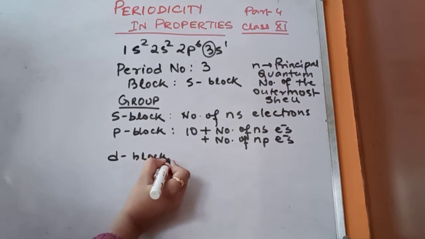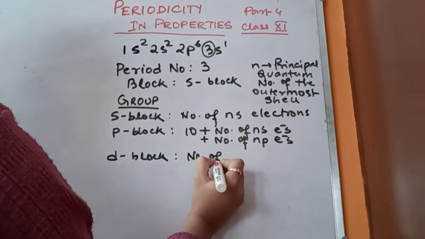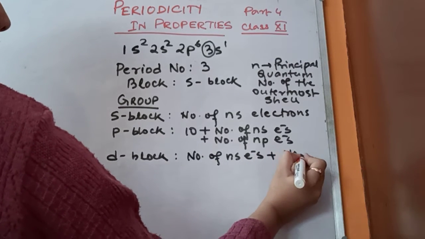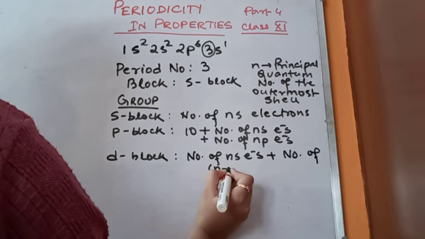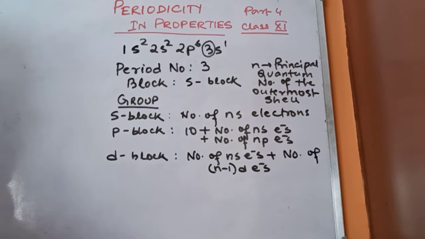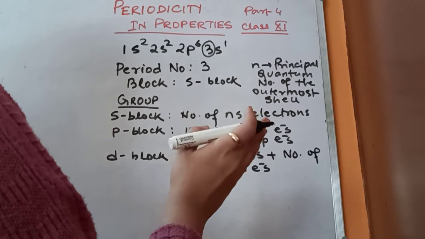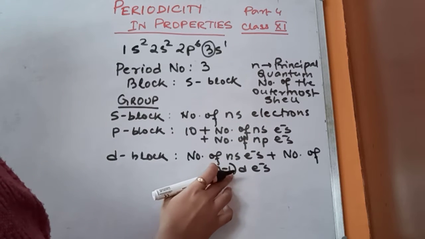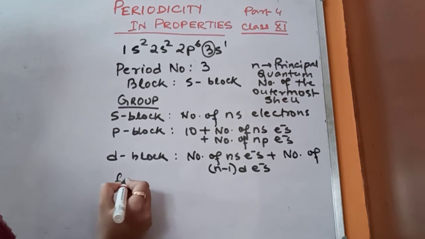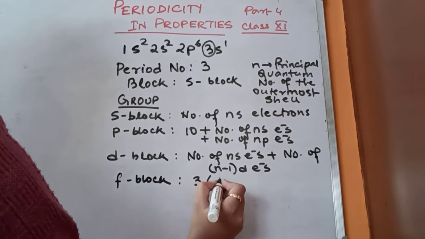For d block, the group number will be equal to the number of ns electrons plus the number of (n minus 1) d electrons. Here n minus 1 is the quantum number of the penultimate shell, that means the last but one shell. Okay, n minus 1. And for f block, the group number is fixed at 3.